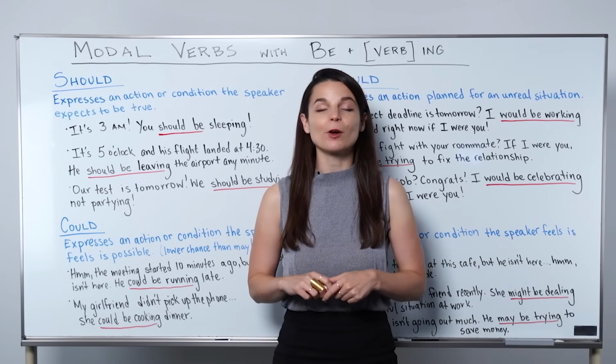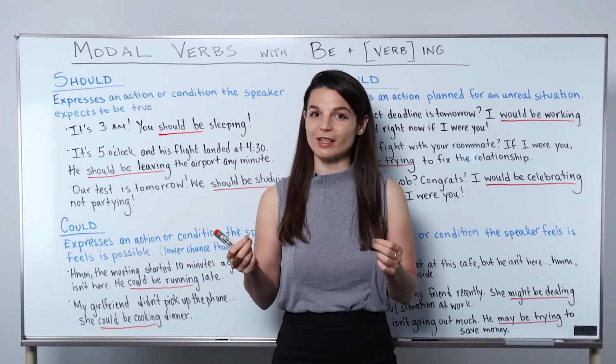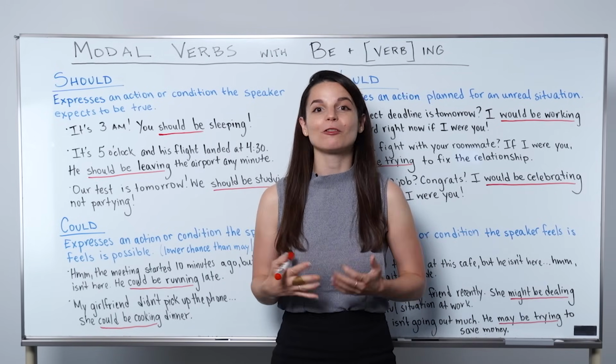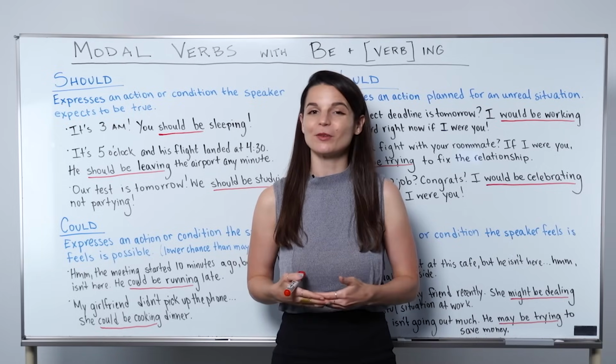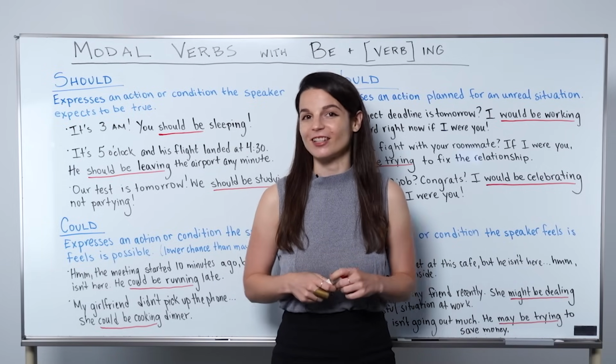In this lesson, I'm going to talk about 4 modal verbs and how we use them with be plus a verb in the ing form. This can be a very confusing grammar pattern for many people, so let's take a look at a lot of examples and break down what's happening in each sentence.